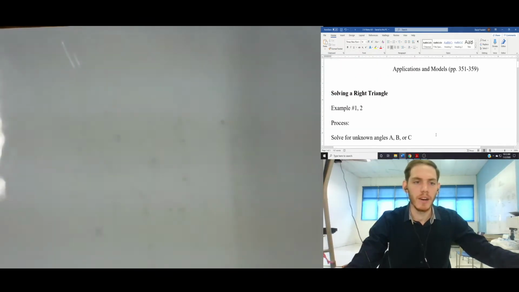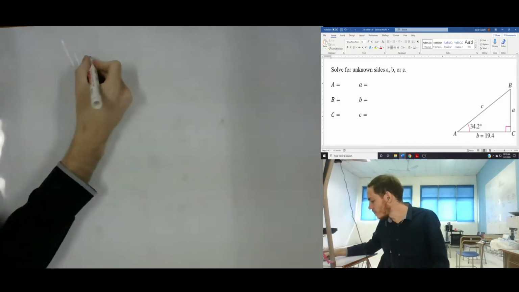Now, getting right into it, we're going to be talking about solving right triangles. On this one, you can see A, B, and C. These are our angles. A, B, and C lowercase are going to be our side lengths. So the first thing we do is solve for our unknown angle.